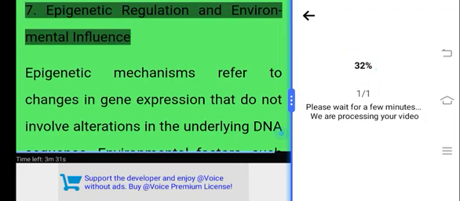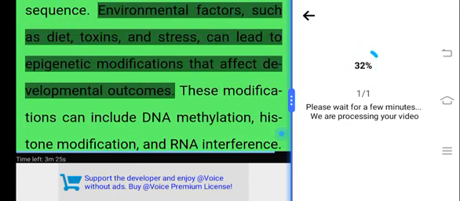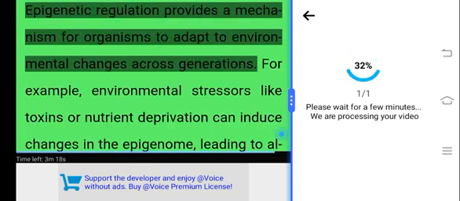7. Epigenetic regulation and environmental influence. Epigenetic mechanisms refer to changes in gene expression that do not involve alterations in the underlying DNA sequence. Environmental factors, such as diet, toxins, and stress, can lead to epigenetic modifications that affect developmental outcomes. These modifications can include DNA methylation, histone modification, and RNA interference.